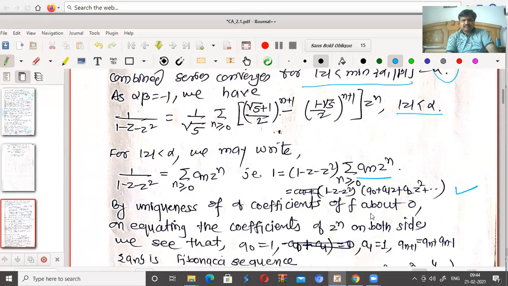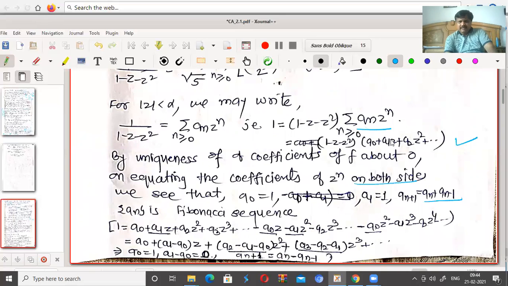By uniqueness of coefficients of f about 0, on equating the coefficients of z raised to n on both sides, we see that a0 is 1, a1 is 1, an plus 1 is an plus an minus 1. Only you are equating both sides, isn't it? So if I find this product, 1 into this whole term, a0 plus a1z plus a2z square, minus z into this whole term, minus a0z minus a1z square minus a2z raised to 3 and so on, minus a0z square minus a1z cube minus a2z raised to 3 and so on, equating the coefficients of z.